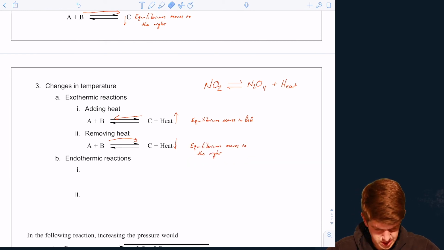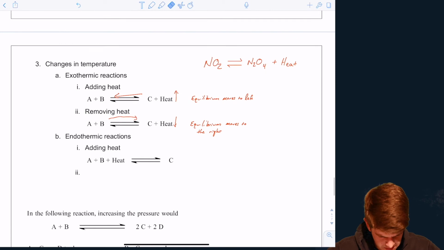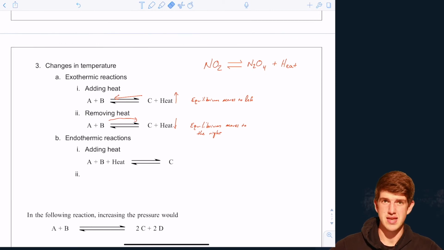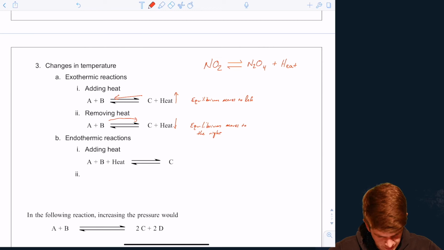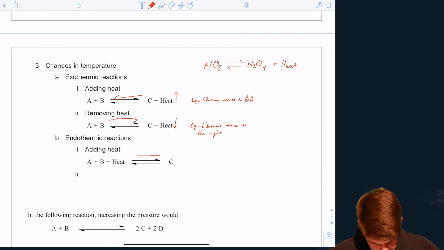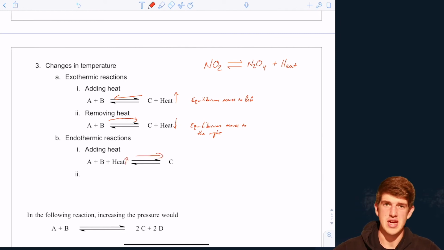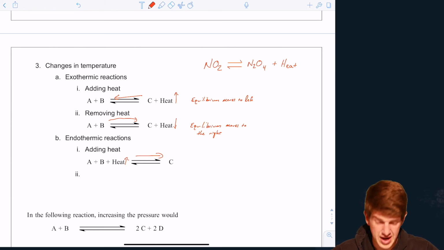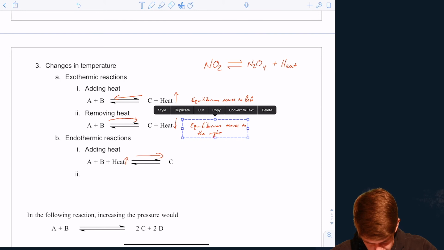How about endothermic? Well, now we need to add heat in the forward reaction. So if we need to add heat to do a reaction, what happens if we keep on adding more and more heat? Well, I want to use that heat. So this equilibrium will now move to the right to get rid of all this extra heat that I have. So equilibrium will move to the right.